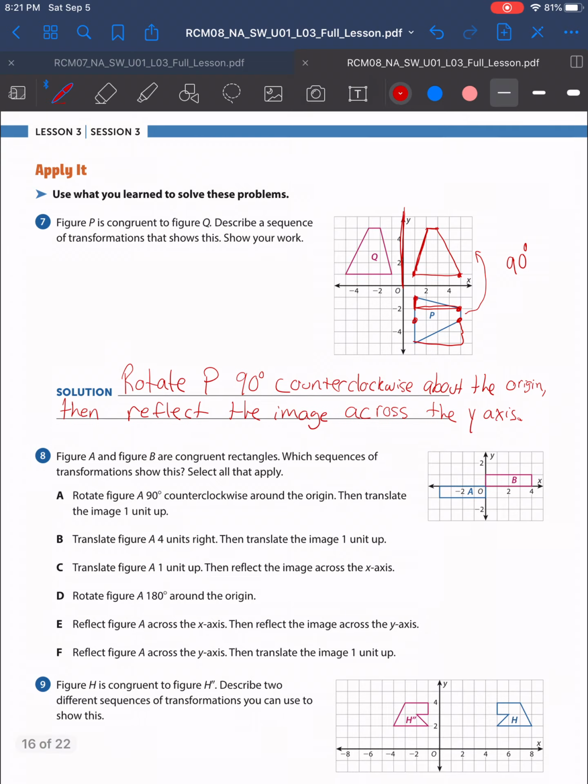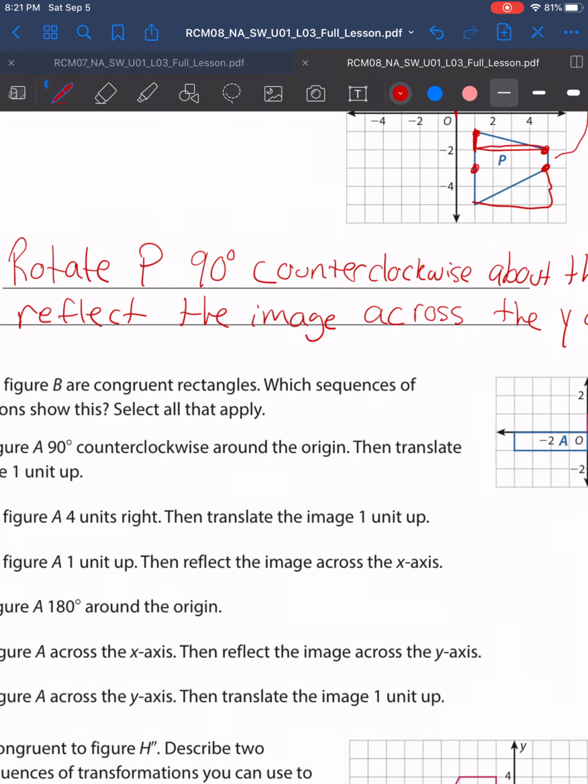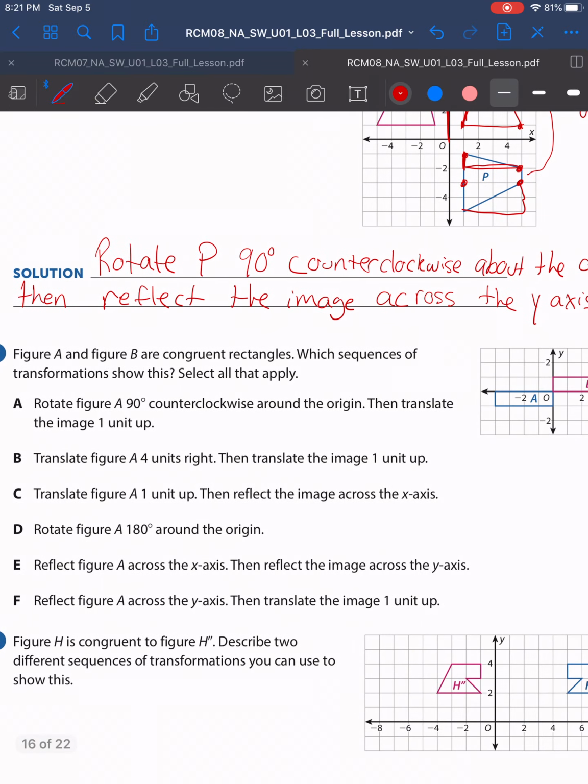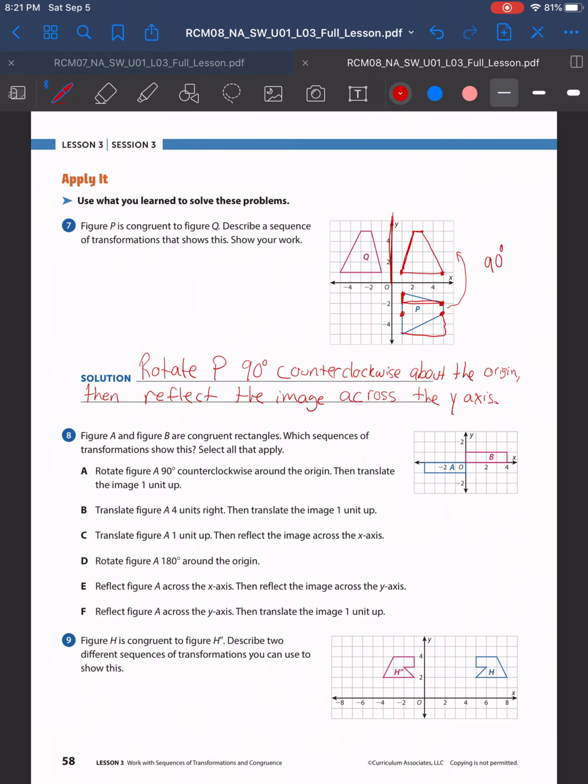Okay, number 8. Figure A and figure B are congruent rectangles. Which sequence of transformations could show this? Basically, how do I get A to land on B, or how do I get B to land on A? Let's go ahead and see. It says select all that apply, so there could be more than one answer.